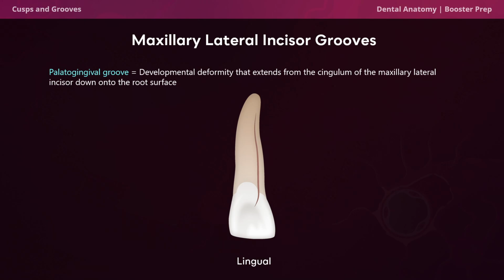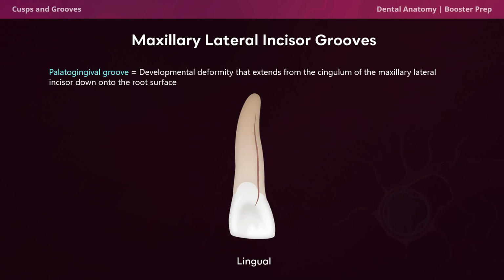Okay, let's now move on to our next notable groove, which is the palatal gingival groove located on the maxillary lateral incisor. This is actually an anomaly and it's not always present, guys. But this developmental deformity extends from the cingulum of the maxillary lateral incisor down onto the root surface as shown here. Now, most of the time, this groove doesn't really bother us, but it certainly does create a crevice for bacteria, and so it can sometimes pose a periodontal and endodontic risk.